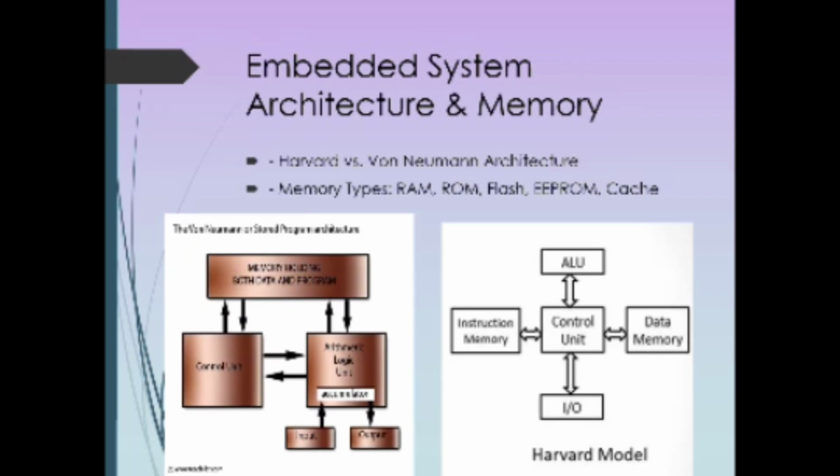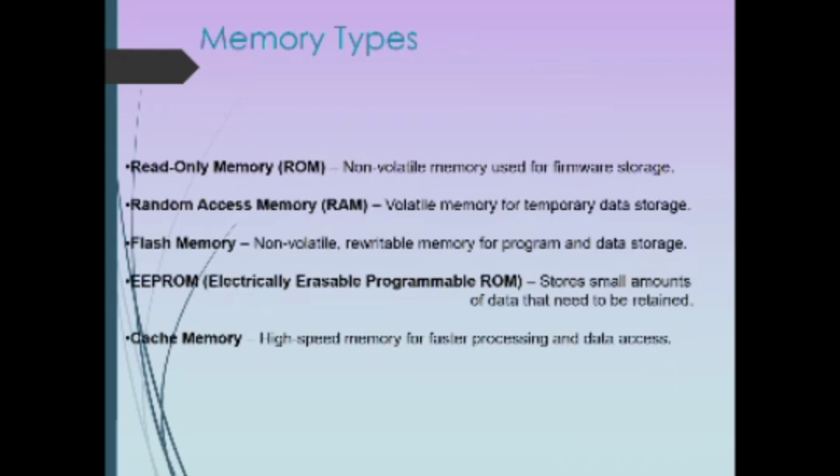Now, memory types that are used in embedded systems are RAM, ROM, flash, EEPROM, and cache memory. Now, RAM. RAM is read-only memory or a non-volatile memory used for firmware software. So, as RAM is non-volatile memory, if the power is off or there is no power in a circuit, then whatever data is in RAM will be erased.